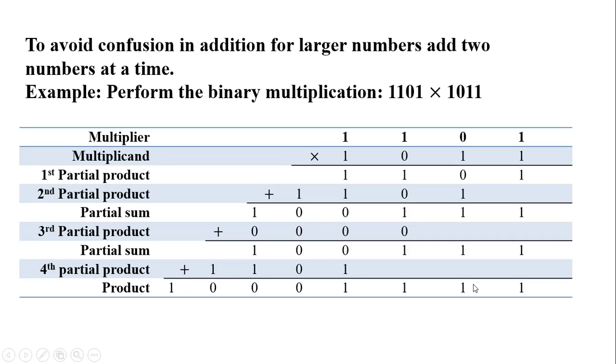So when we add two numbers at a time, there will be no confusion. But adding 4 columns and adding 5 columns creates confusion in addition. So to avoid this confusion, add partial products and partial sums.